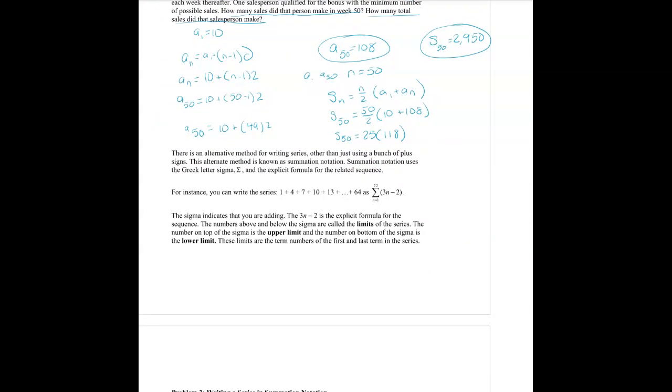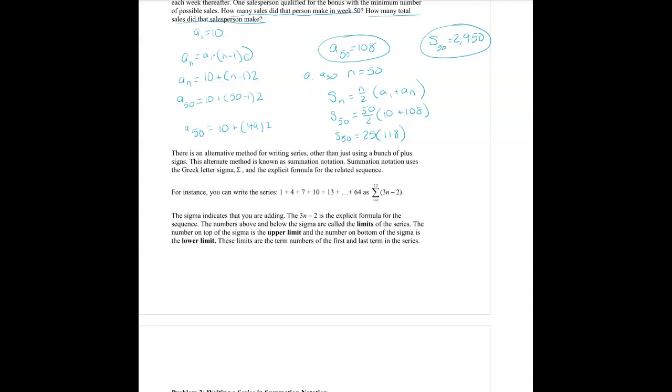But there is also an alternative method for writing series other than just using a bunch of plus signs. This alternative method is also known as what's called summation notation. Summation notation uses the Greek letter called sigma, which looks like a little e, and the explicit formula for the related sequence.